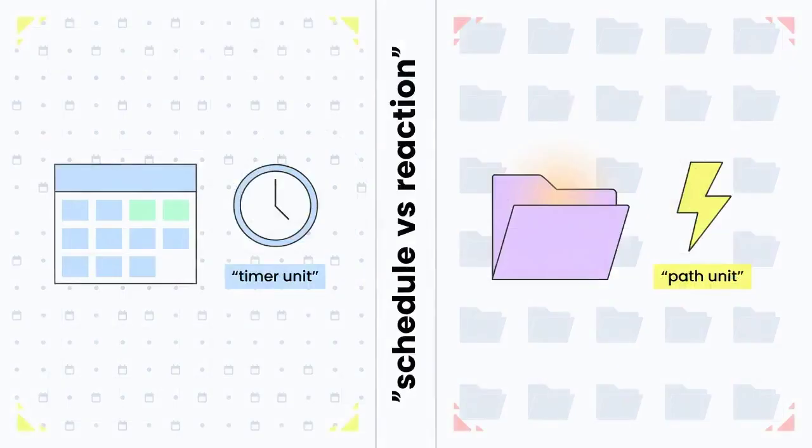Path units are not the same as timer units. Timer units fire on a schedule, calendar expressions like daily, or monotonic values like OnBootSec. Path units fire reactively the instant a file system event occurs. Schedules predict. File systems react.